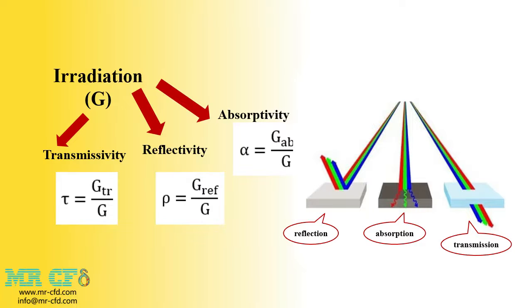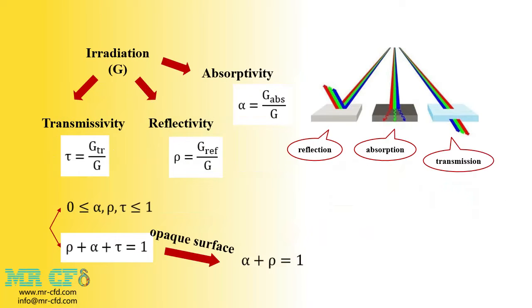The ratio of energy reflected from a surface to the total energy received by that surface is equivalent to the reflectivity, which is represented by the symbol rho. And the ratio of the energy passed through a surface to the total energy received by that surface is equivalent to the transmissivity, which is represented by the symbol tau. Naturally, all these coefficients have a value between 0 and 1. So, since the sum of these energies is equal to the total energy received, the sum of these coefficients will also be equal to 1.